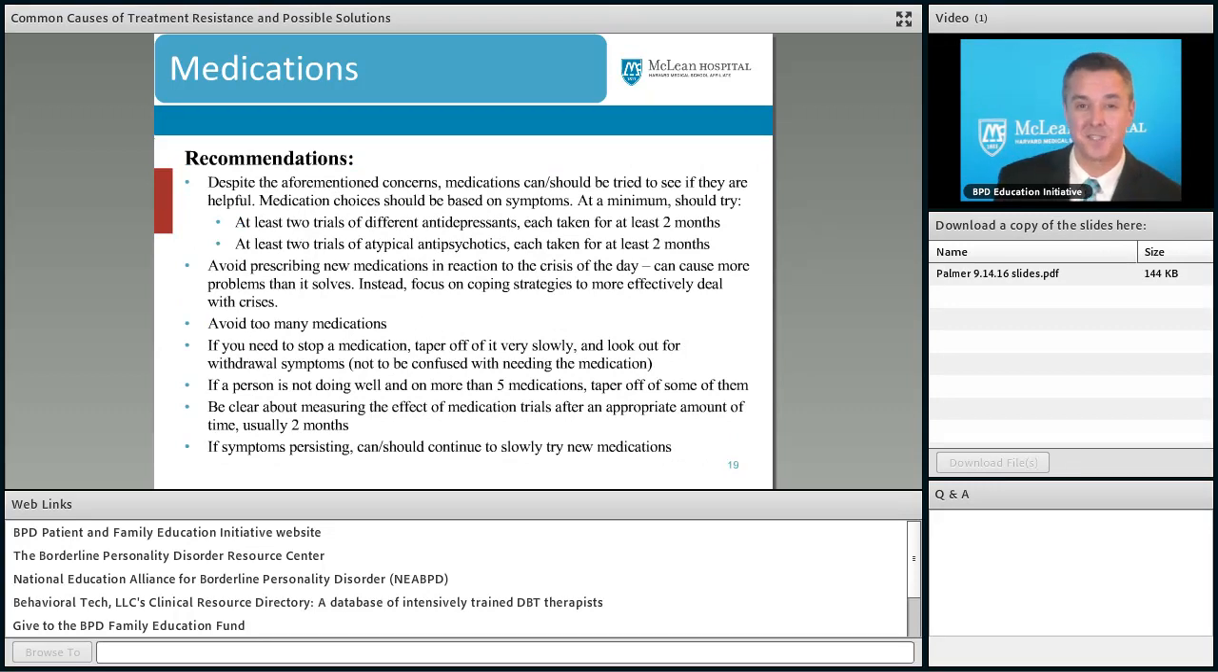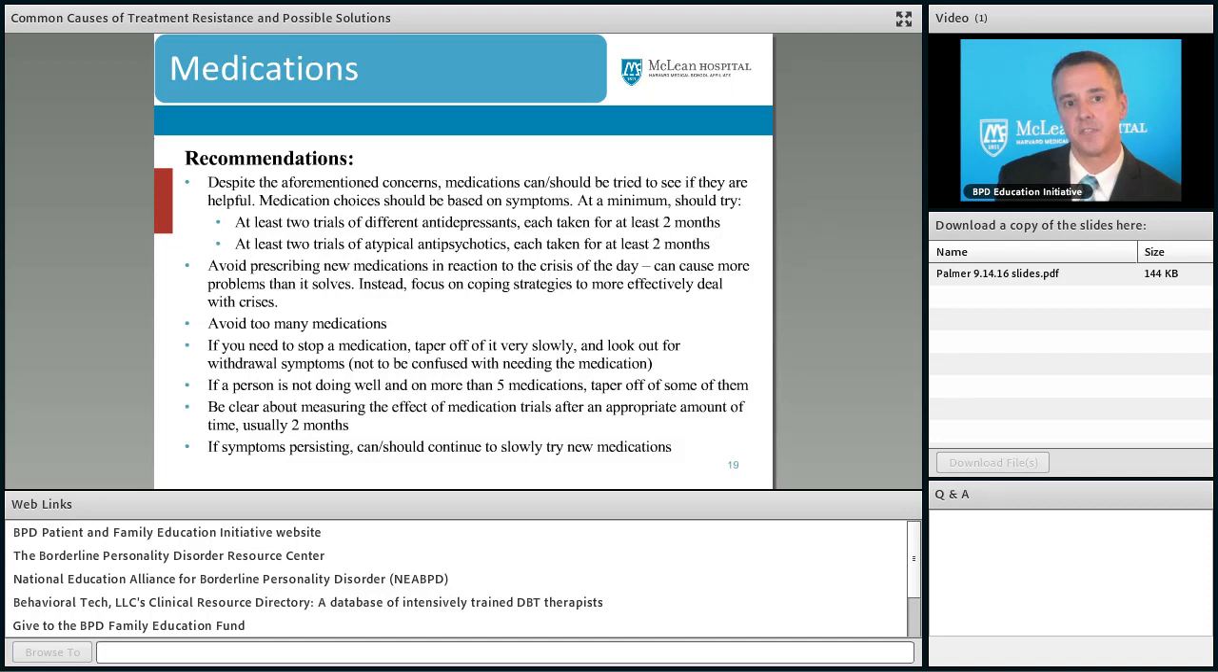So recommendations. Despite the scary concerns that I just gave you, which I still stand behind, please take that advisement. Despite that, you should and can try medications to see if they're helpful, because for some people they really are helpful. They will not cure BPD. If they cure BPD, you did not have BPD. You probably had depression or something else. Medications can help a lot of the symptoms.